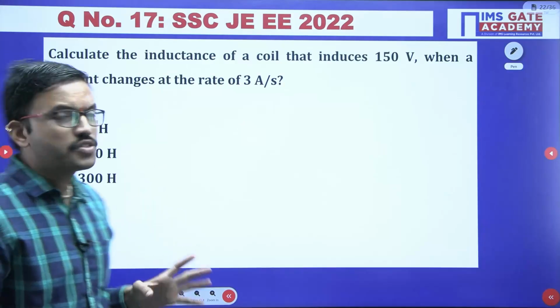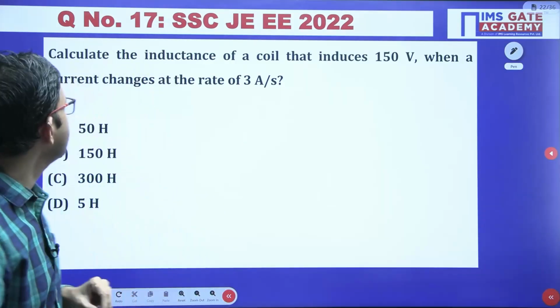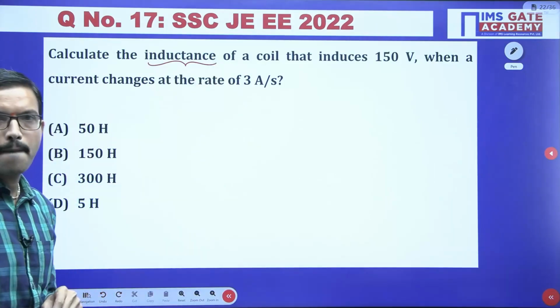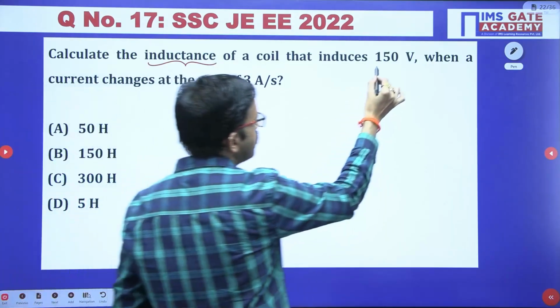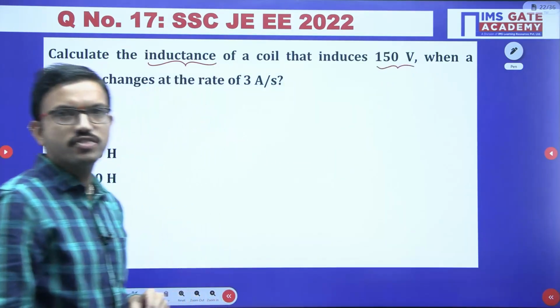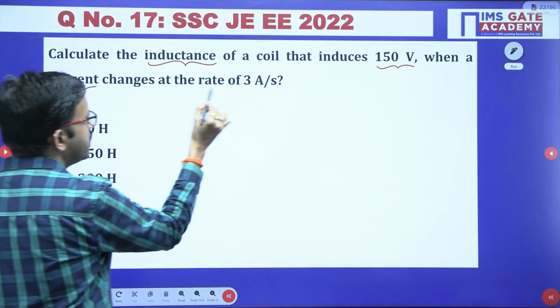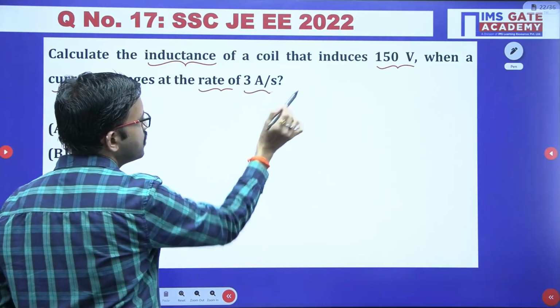Next question also, a dead easy question. So here in this question you have to calculate the inductance value. They have given the voltage, 150 volt, and the rate of change of current they have given, 3 ampere per second.